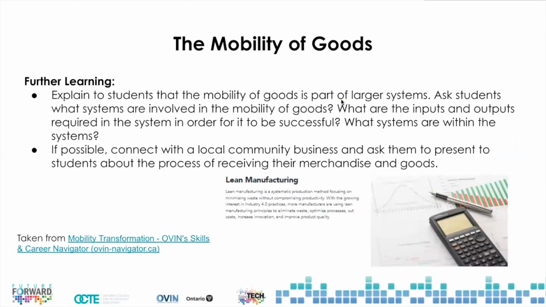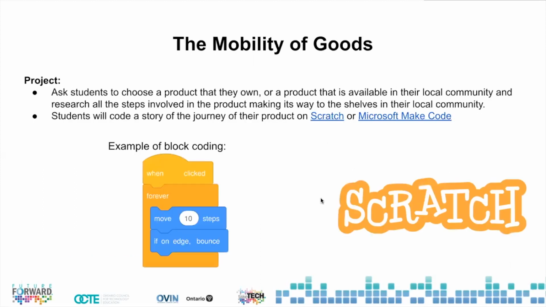They then look at different systems within a system. Again, this focuses on the systems and action unit in grade 8, but they look at the different systems within a system. So the mobility of goods is involved in many different systems within our society. It's recommended that if possible, you can connect with a local community business and ask them where they get their goods from. Maybe a student has a family member that owns a business, or maybe there's a business within your local school community that would be happy to help us get that local perspective.